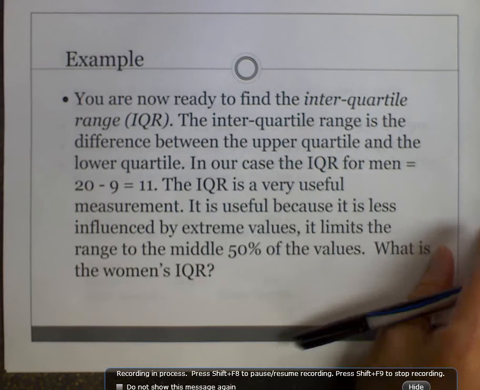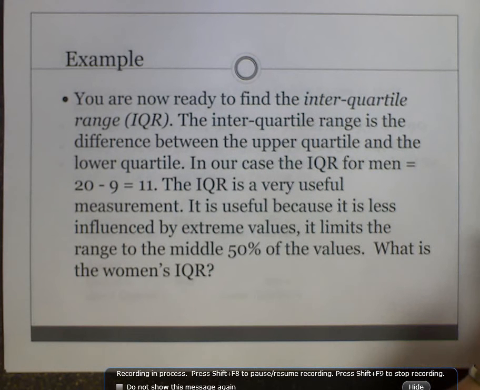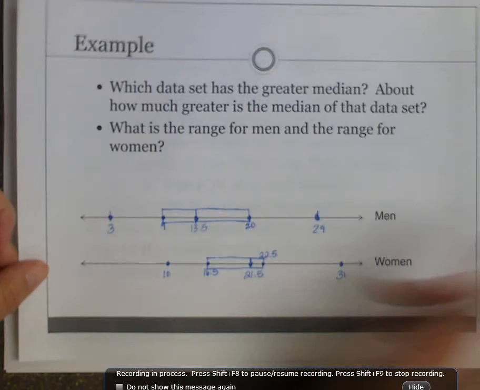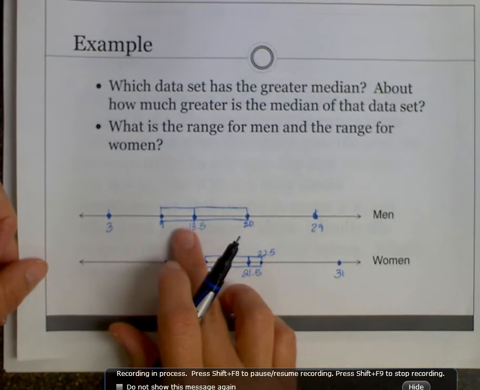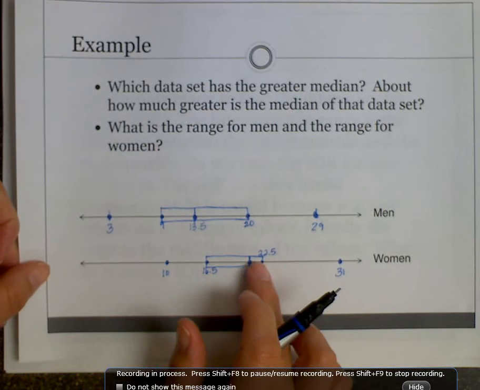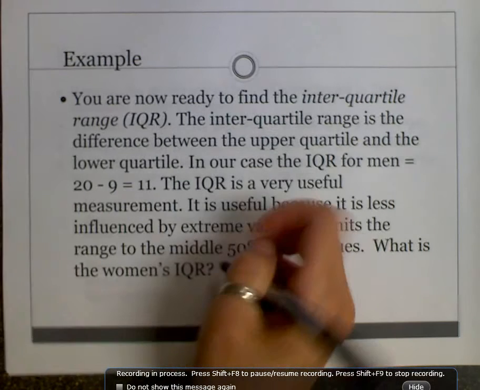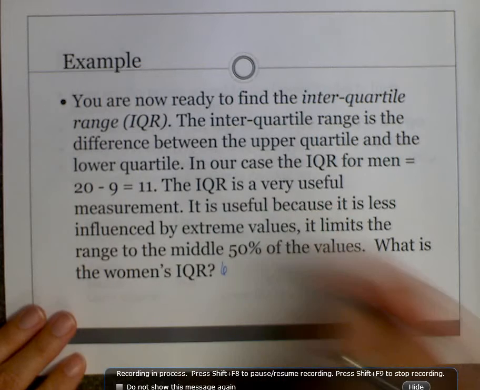And then it asks, what's the women's interquartile range? So if we took, in this example, 20 minus 9 and came up with 11, then we would go 22.5 minus 16.5. The women's interquartile range is just 6.